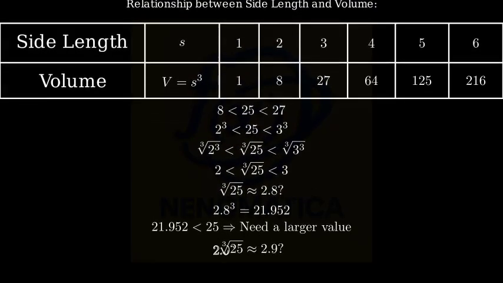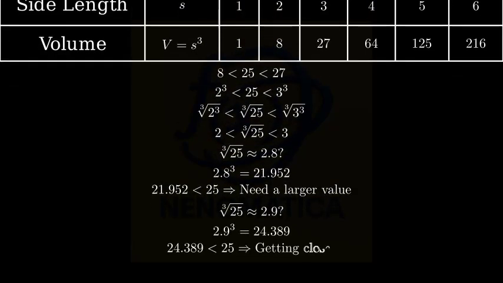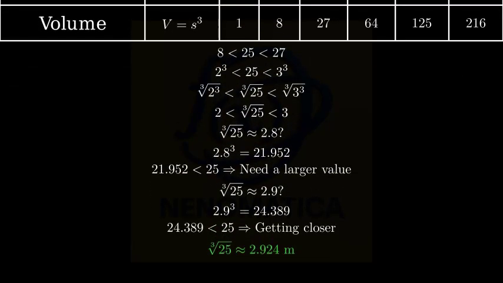Let's try 2.9. If we cube 2.9, we get 2.9 cubed, which equals 24.389. That's still less than 25, but much closer. We can determine that the cube root of 25 is approximately 2.924 meters.